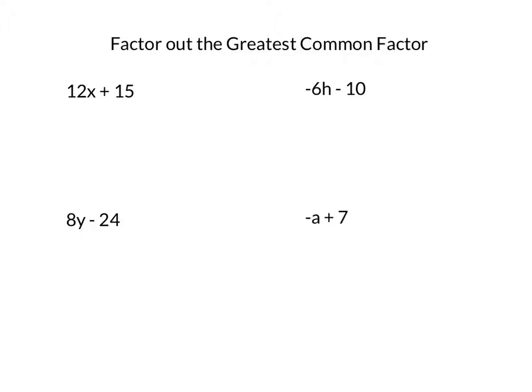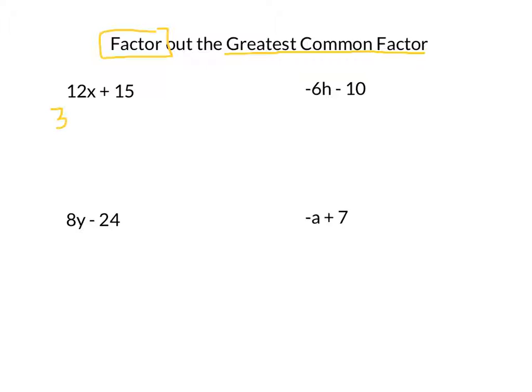So when we factor, we want to look for the greatest common factor, the greatest number that goes into both of these terms. So 12x and 15, I can see that the 3 goes into both of those. And so really factoring is backwards distributing. So if you remember distributing, we just do that backwards. We have the result, and now we need to take steps backwards. So look for what they have in common.